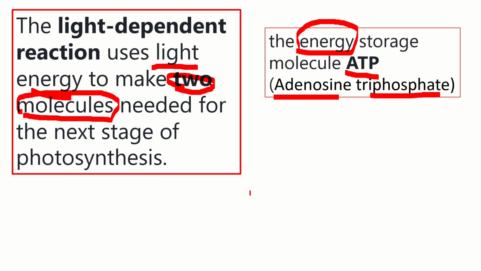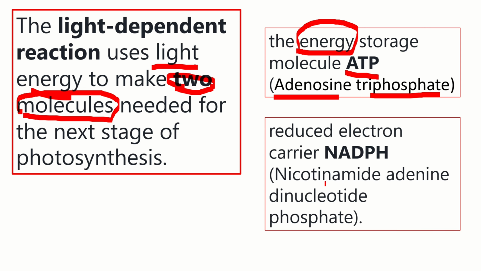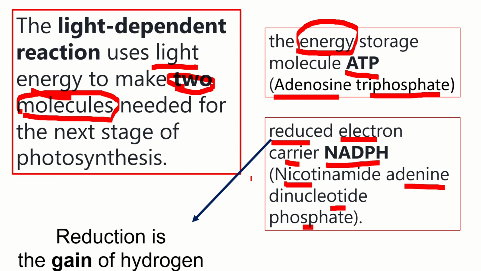Next product of the light-dependent reaction is NADPH, or nicotinamide adenine dinucleotide phosphate. Okay, so what's the difference between ATP and NADPH? NADPH is an electron carrier, while ATP is an energy carrier or energy storage molecule. Then, we have here the term reduced. In science, when we say reduced or reduction, it is the gain of hydrogen. That's why we have here the letter H. So that's the hydrogen. That's the reduced form of NADP, NADPH. Because when it gets the electron, it absorbs also hydrogen ions.